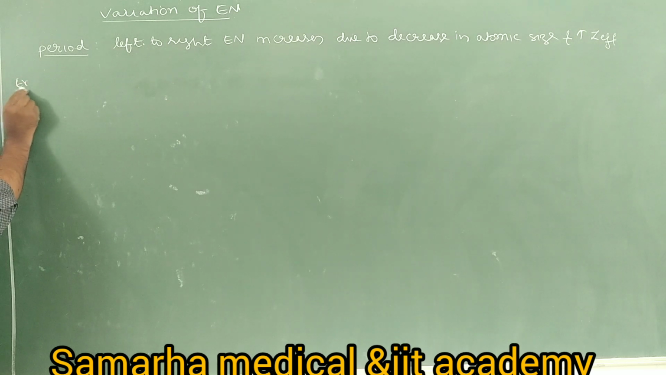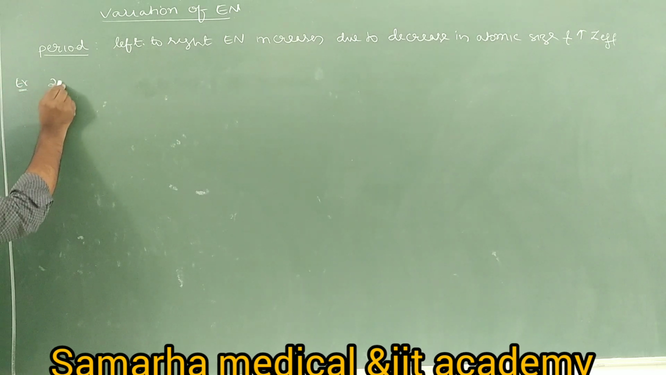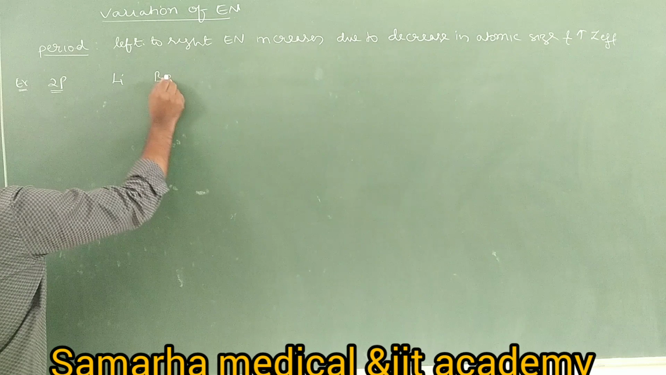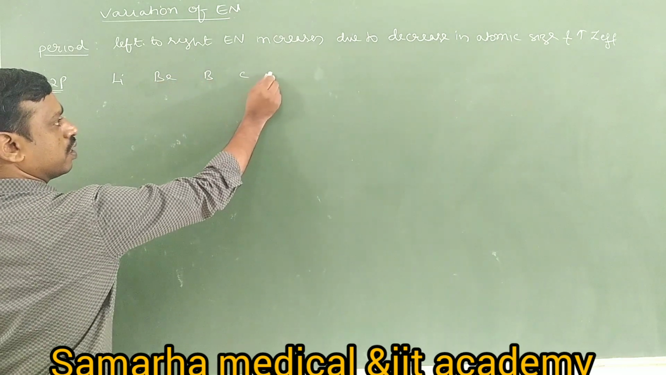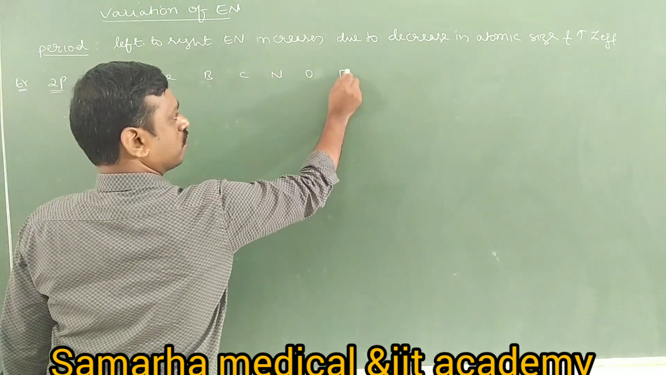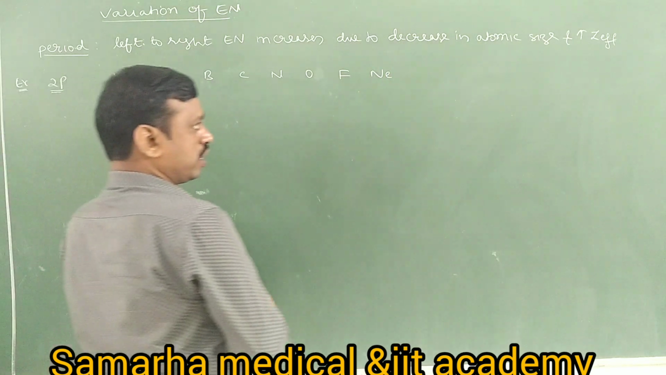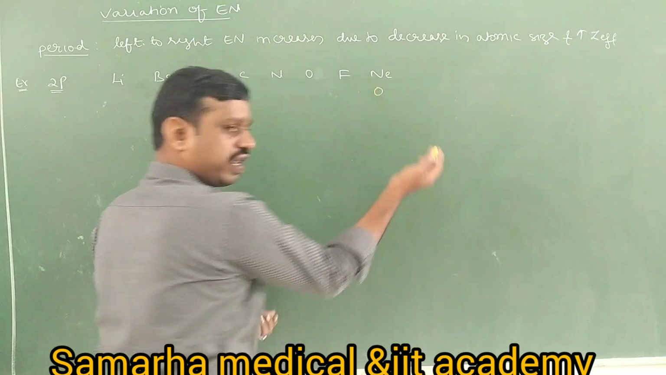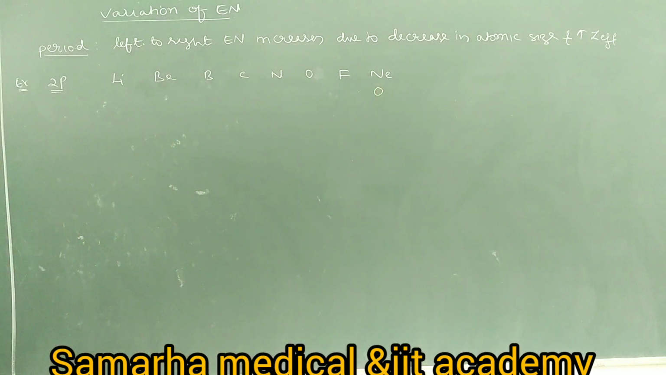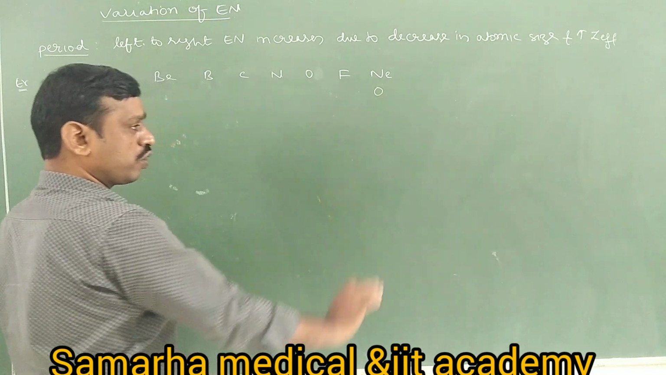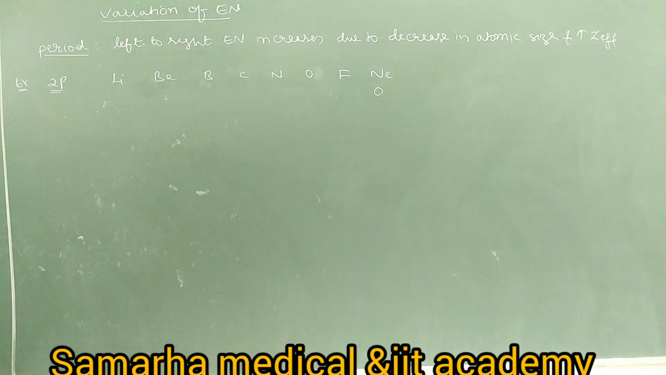You should remember this value. Take the second period elements: lithium, beryllium, boron, carbon, nitrogen, oxygen, fluorine, neon. We know that neon has zero electronegativity because it does not attract electrons. It has a stable electronic configuration. So remember, the electronegativity of all the noble gases is zero. They do not attract electrons.